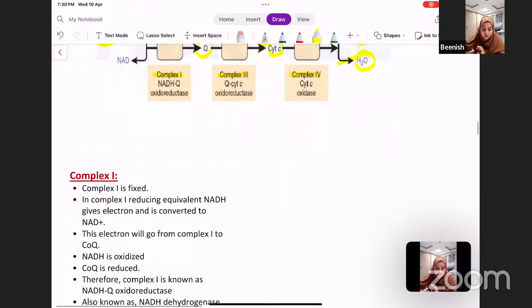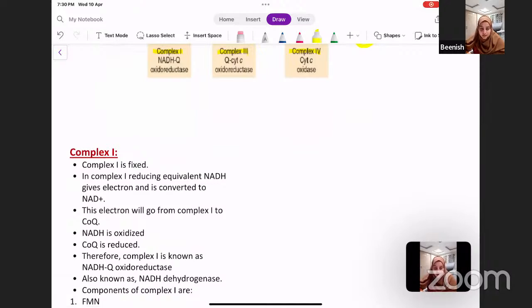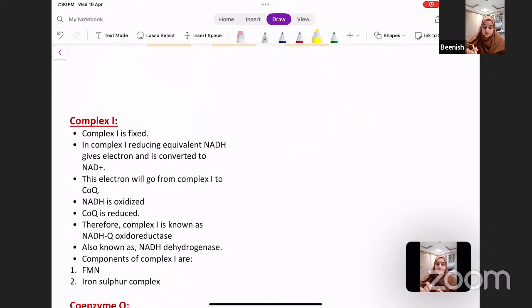Now let's take each of the complexes one by one in detail. Your complex 1 is fixed, as we've already discussed. In complex 1, the reducing equivalent NADH gives electrons and is converted to NAD+. After giving its electrons, there is loss of electrons, so your NADH is oxidized to NAD+. And who receives this electron? The electron given by NADH will go via complex 1 to coenzyme Q.